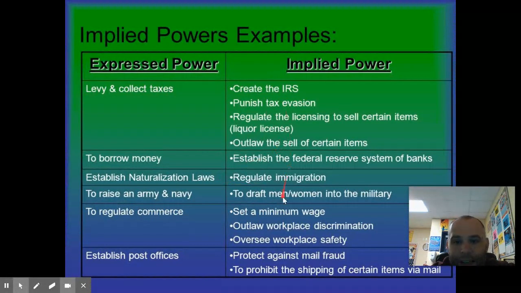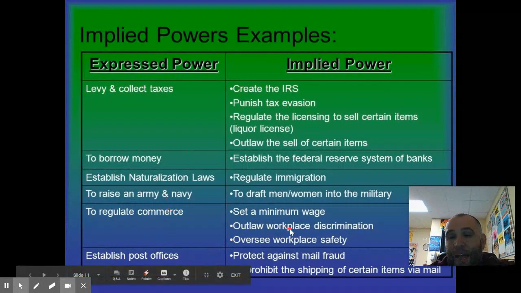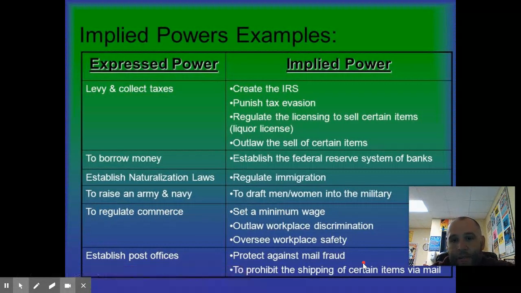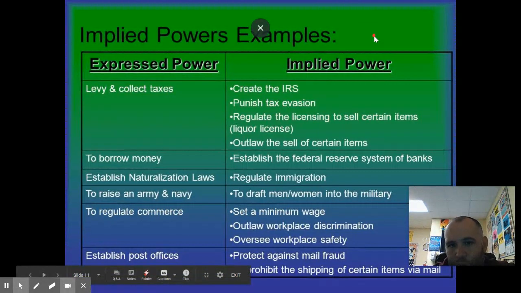So these are implied powers. They're not listed anywhere in the Constitution, but Congress still has these powers because the necessary and proper clause makes them necessary to do their delegated powers. So it doesn't say they can make laws punishing people who violate mail fraud. But because they have the right to run a post office, that would be an implied power given by the elastic clause. That's an important concept. We'll go over it a lot.